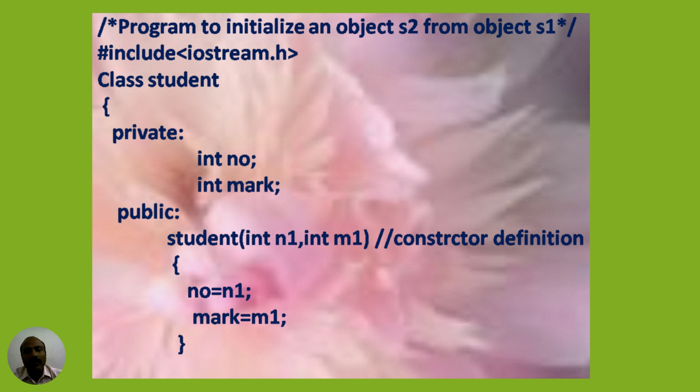In the public section, we declare the constructor of the class. The constructor name is student and it has two arguments, int n1 and int m1. That's the constructor definition. The value of n1 is assigned to number, and the value of m1 is assigned to marks. Why do we give the constructor name and the class name the same? The rule for creating a constructor is that the constructor name and the class name should be the same. Here the class name is student, so the constructor name is also student.